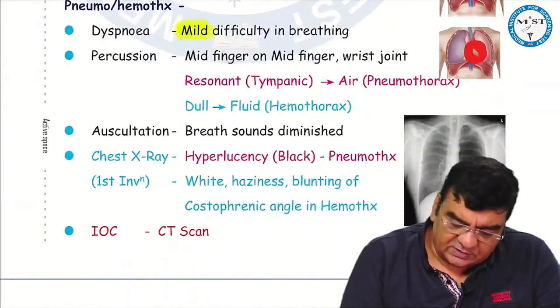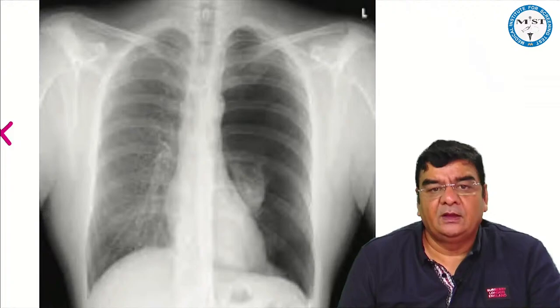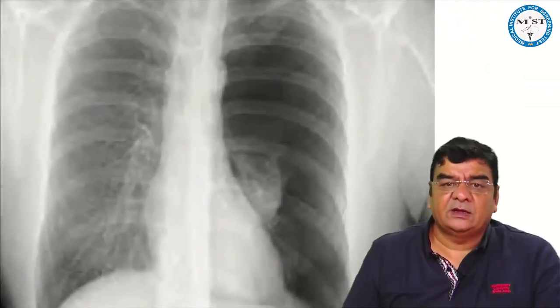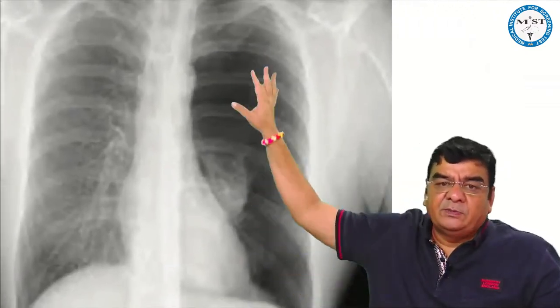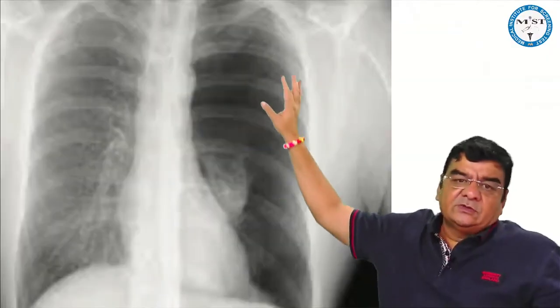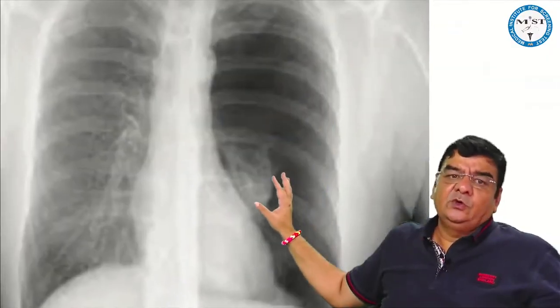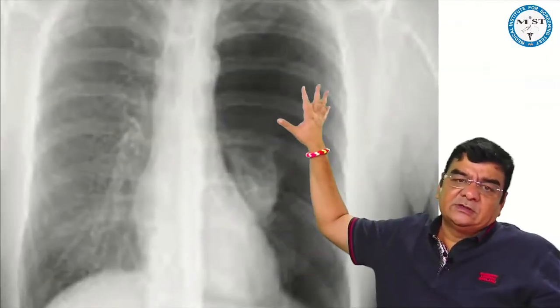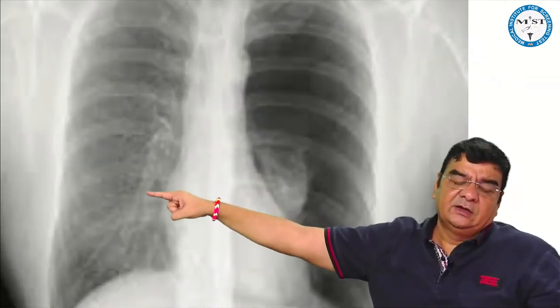To see this, we can take a chest x-ray. In chest x-ray, air appears black. So if you find more blackness, hyperlucency, then this will be a case of pneumothorax. You can have an argument that this is normal and this is less black.